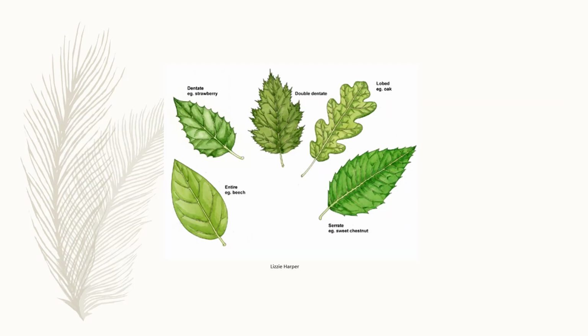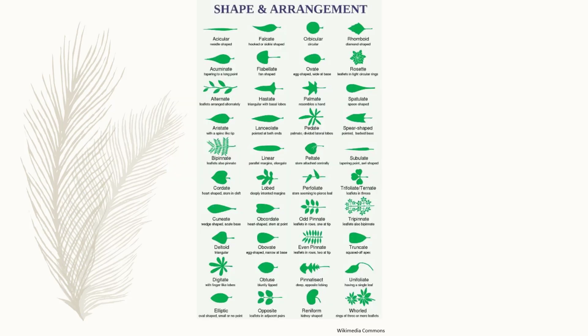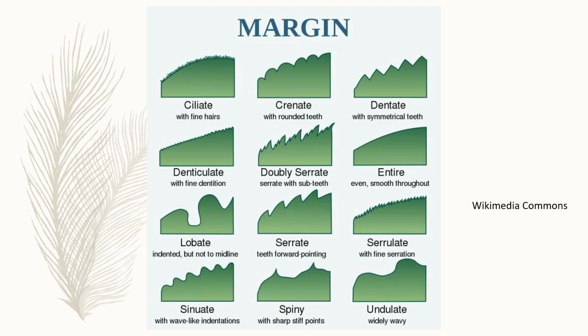And here's just some margins you might see. So we've got dentate, we've got entire, you can see there's no margin. Serrate, lobed would be for oaks. And then there's a lot of different shapes, and when you take ID, we'll be talking a lot about these things. Here's our margins. We actually have a rhododendron that has a ciliate margin on our list this fall. Sometimes they're undulate, so widely wavy.